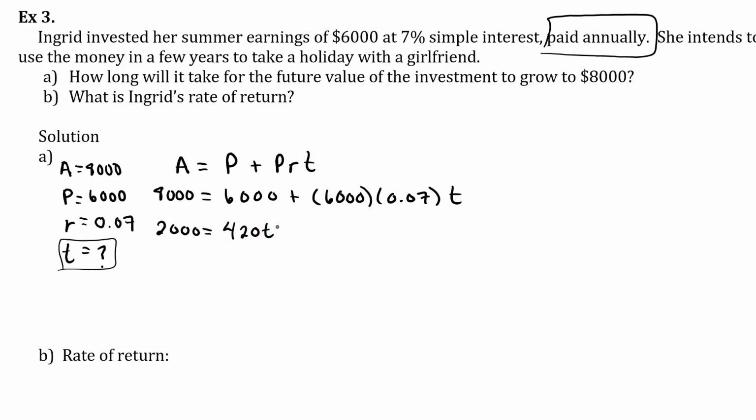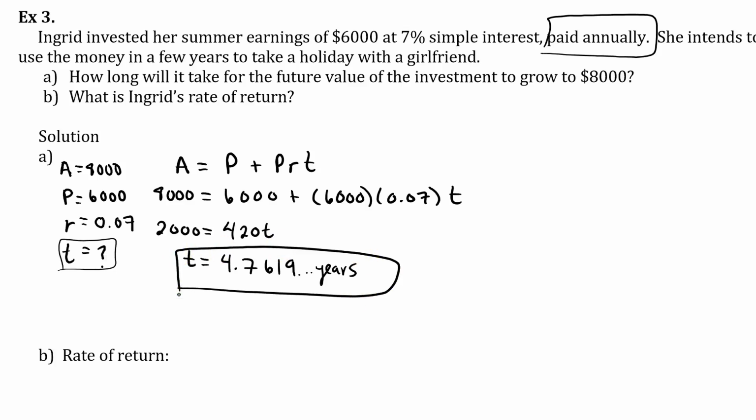So what we're going to do now to isolate that t, since 420 is multiplied by t, we're going to divide both sides by 420. So I'm just going to switch sides here of the variable. So t equals 4.7619 years.